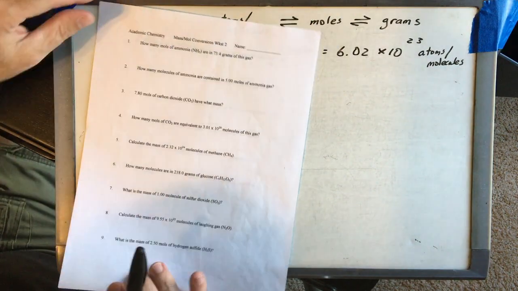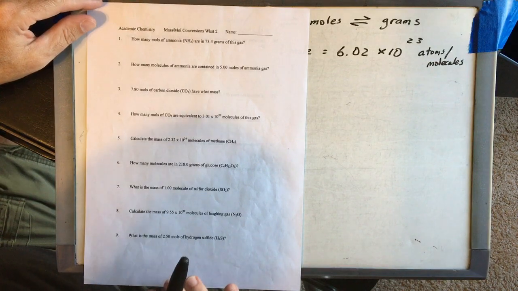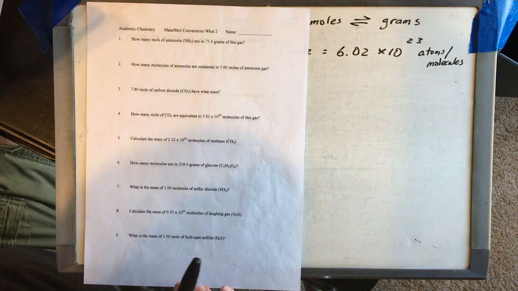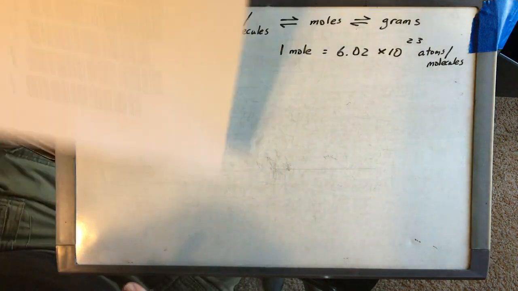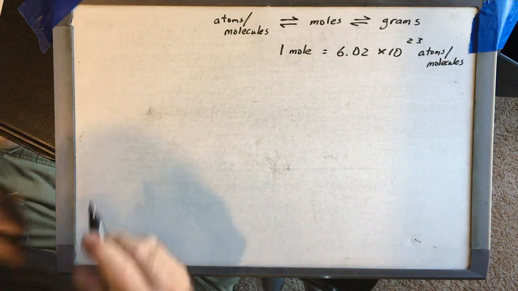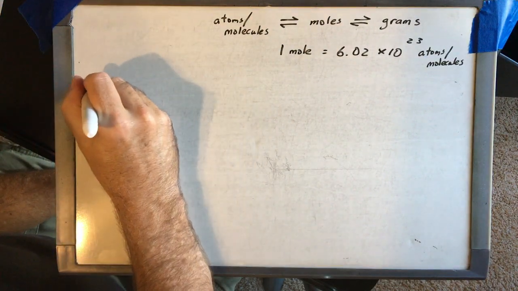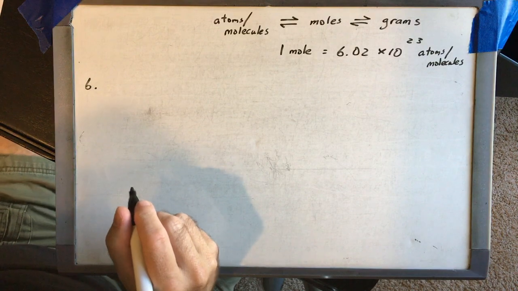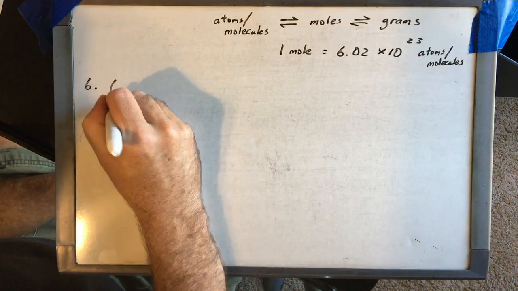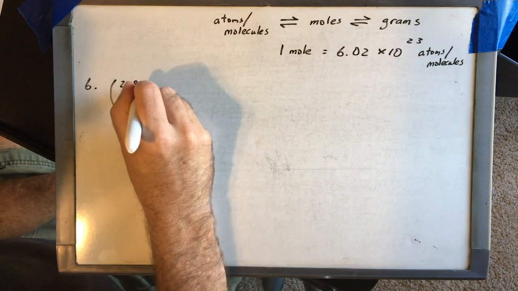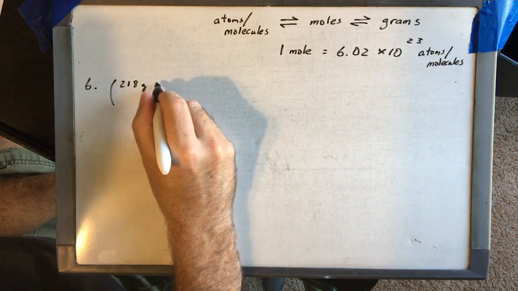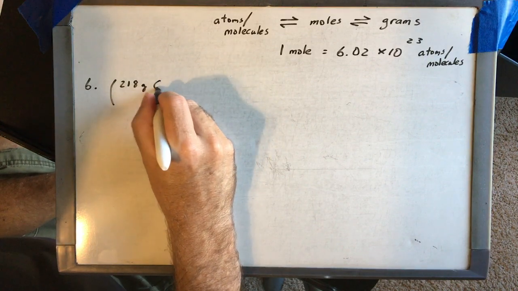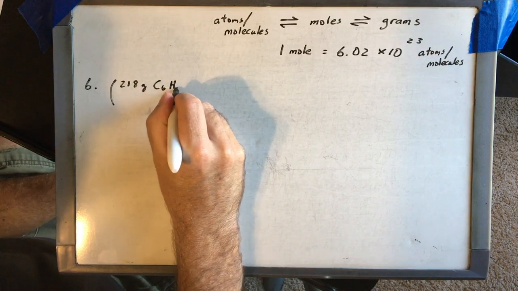So if you'll get out worksheet number 2, pause the video, of course, at any time if you need to. Let's work number 6 from worksheet number 2. It says how many molecules are in 218 grams of glucose, so C6H12O6.